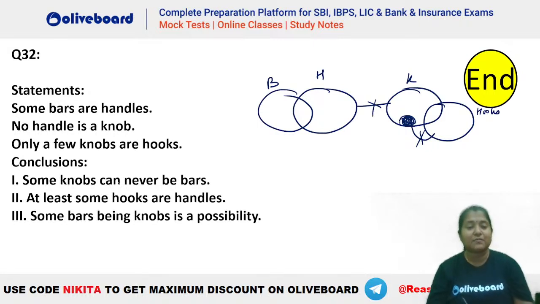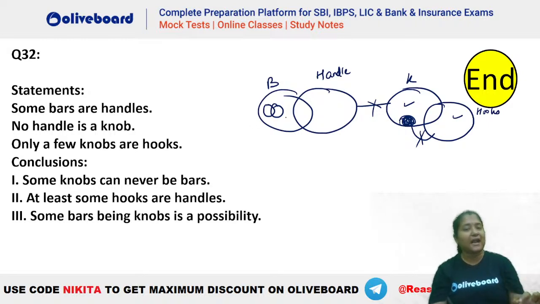Now first one, some knobs can never be bar. Which is that portion of knob which can never be bar here? You can see that this knob and hook is independent of bar. You can see that this knob has a negative relation with handle. It does not have a negative relation with bar here. So knob and this hook can go inside bar completely. No issues. That is why first is wrong.